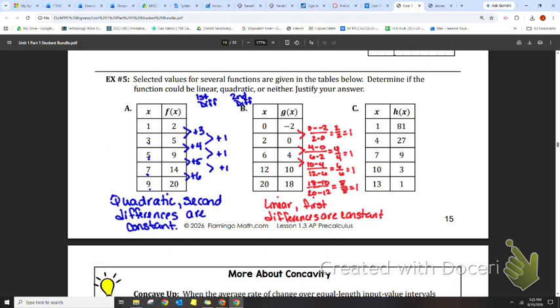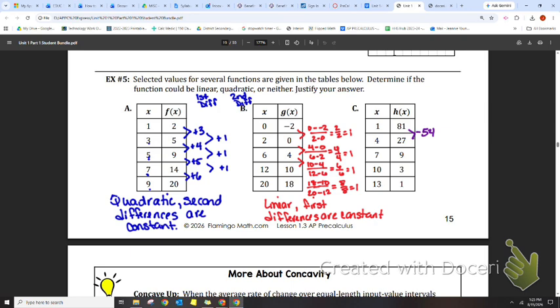All right, and then let's try the last one there, C. So check out your x's. 1 to 4 is 3, 4 to 7 is 3, 7 to 10 is 3, 10 to 13 is 3. My x's are good. So when I do this, how do we get from 81 to 27? Well, 81 minus 27, we're subtracting. 81 minus 27 is 54. So we're going to subtract 54.